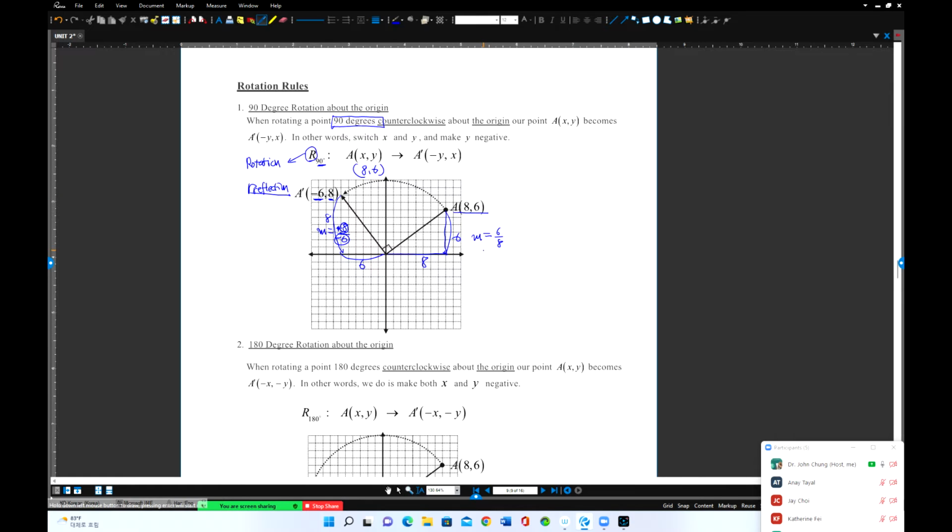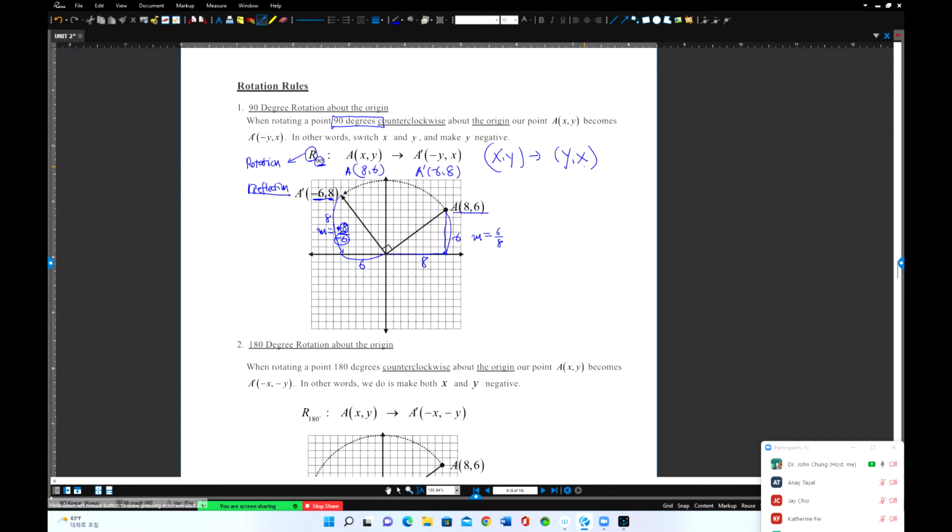So using perpendicular, you can say that the coordinate over here is negative 6 and 8. The image equals negative 6 and 8. When you have a 90-degree rotation, positive means counterclockwise, switch X and Y. Always for 90 degrees, and 270 too, switch X and Y.